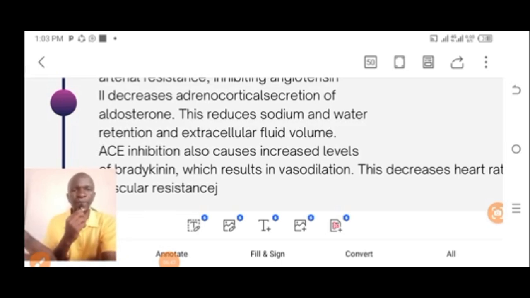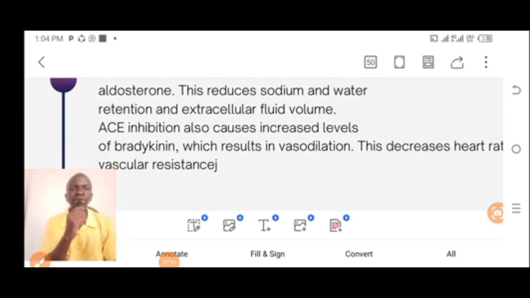Why? Because sodium has an affinity for water molecules. So when this sodium is there, it causes water retention, that is increased blood volume, which is one of the factors that increase blood pressure. So adrenocortical secretion of aldosterone is also inhibited. That's how it works as well.